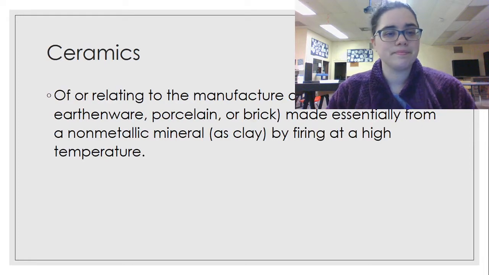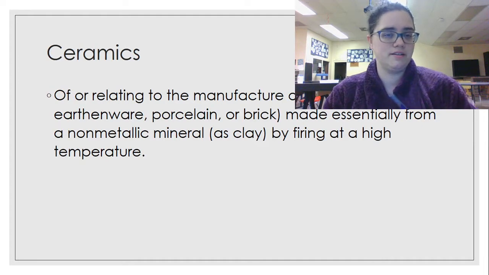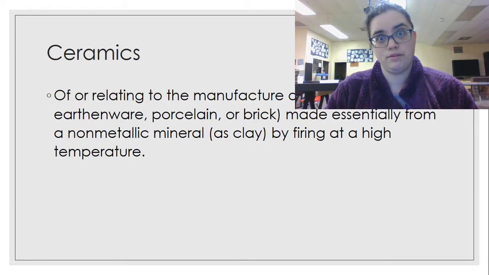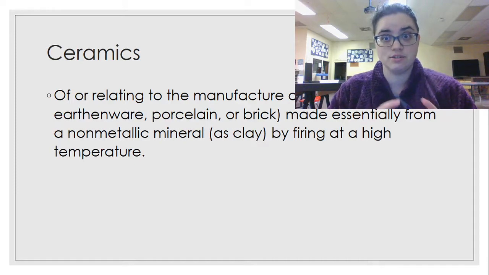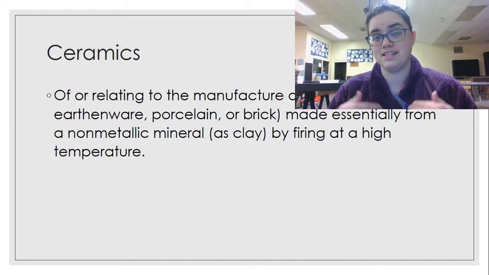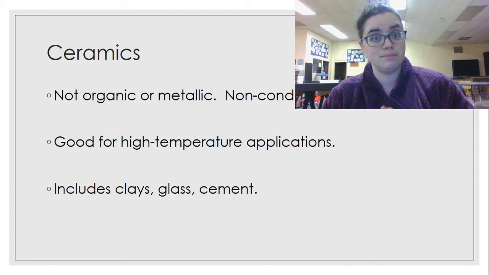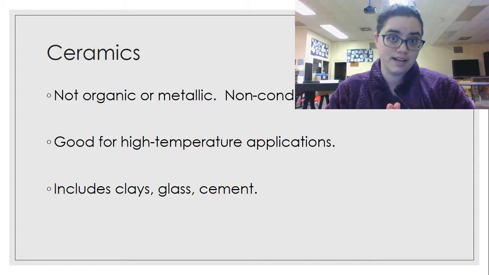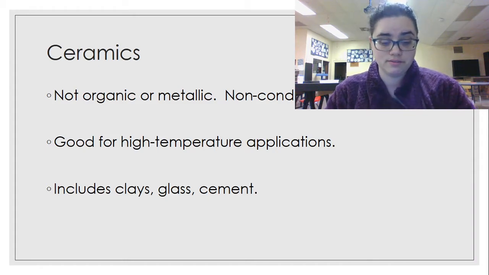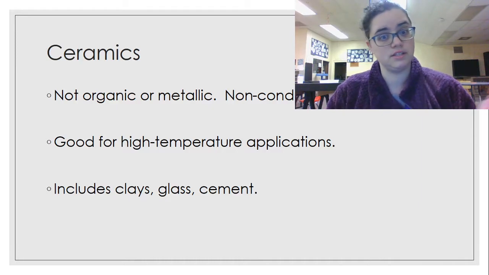Ceramics are things that are manufactured or come out of the ground usually. So you've got earthenware, porcelain, brick, cement, glass, those sorts of things. Usually it's a non-metallic mineral like clay, and you fire it at a high temperature. These materials are very good at high temperatures. They're really good for high temperature applications. They are not organic. They are not metallic. They are not conductive. And I've already said it includes clay, glass, and cement. Cool.